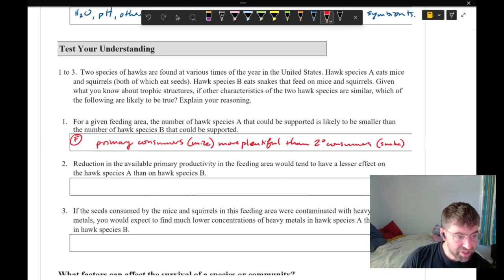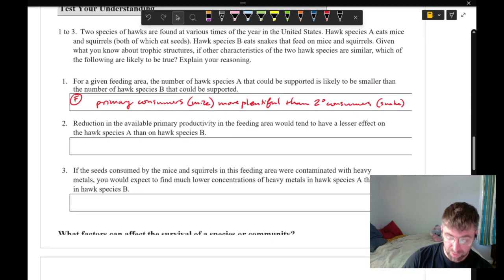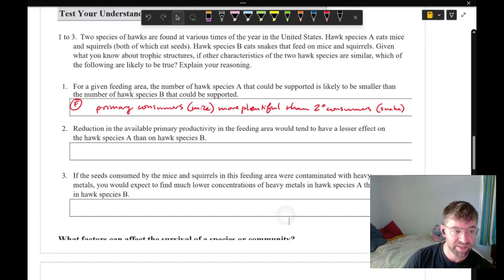Example 2: a reduction in the available primary productivity in the feeding area would tend to have a lesser effect on hawk species A than on hawk species B. So again, we're looking at the relationship or proximity to those primary producers. This is not likely to be true.